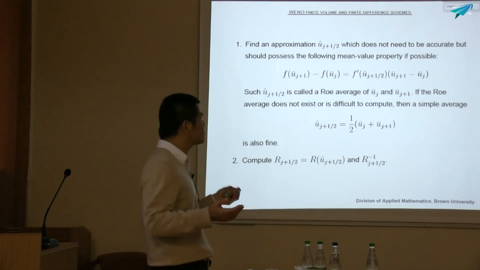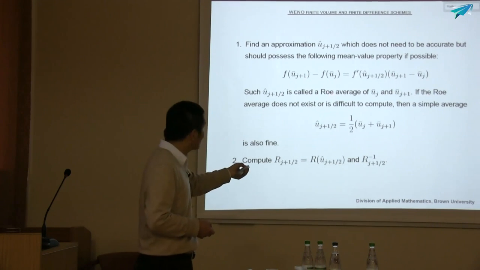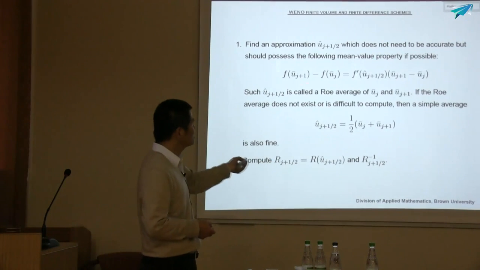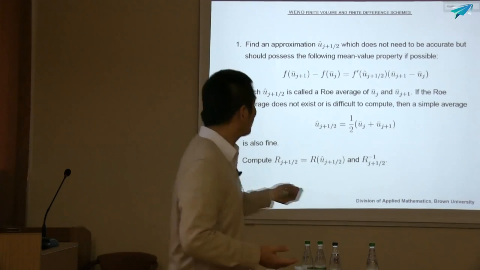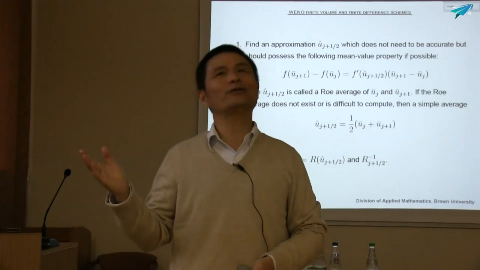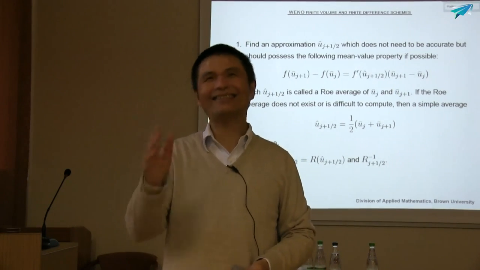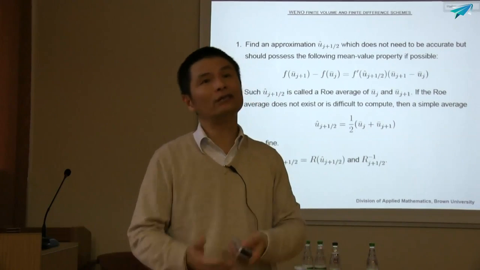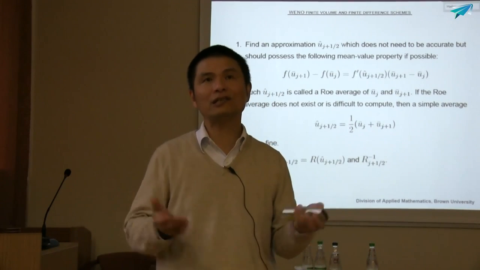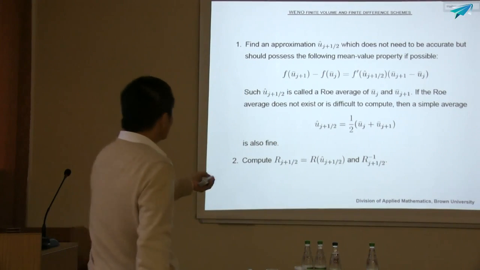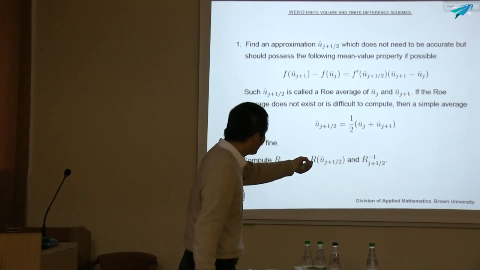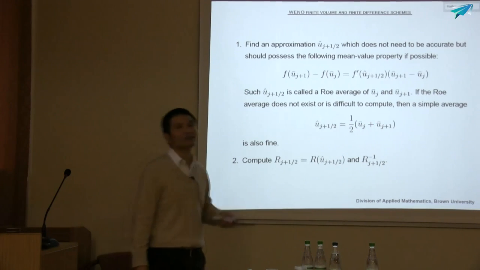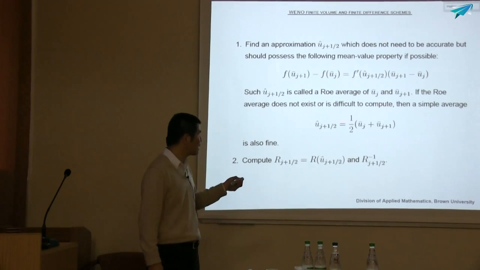You can do it in several different ways. The best way is you can find in some paper that there is a Roe average of these two, which has this property, mean value theorem. Notice that the mean value theorem doesn't always hold for vector functions. We should know that. But if it does hold, then this u hat is usually well documented, for example, in Phil Roe's paper for gas dynamics equations, the Roe average is well documented. So then you use this u hat, which is the Roe average, as your u hat j plus half. If you cannot find the Roe average, you can also take just the simple arithmetic average. So this is fine also.